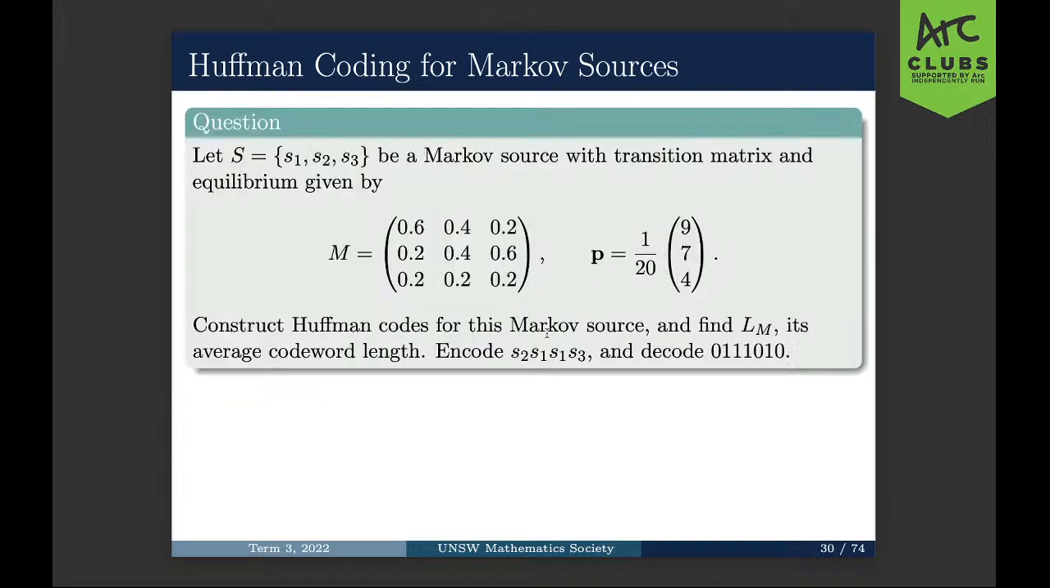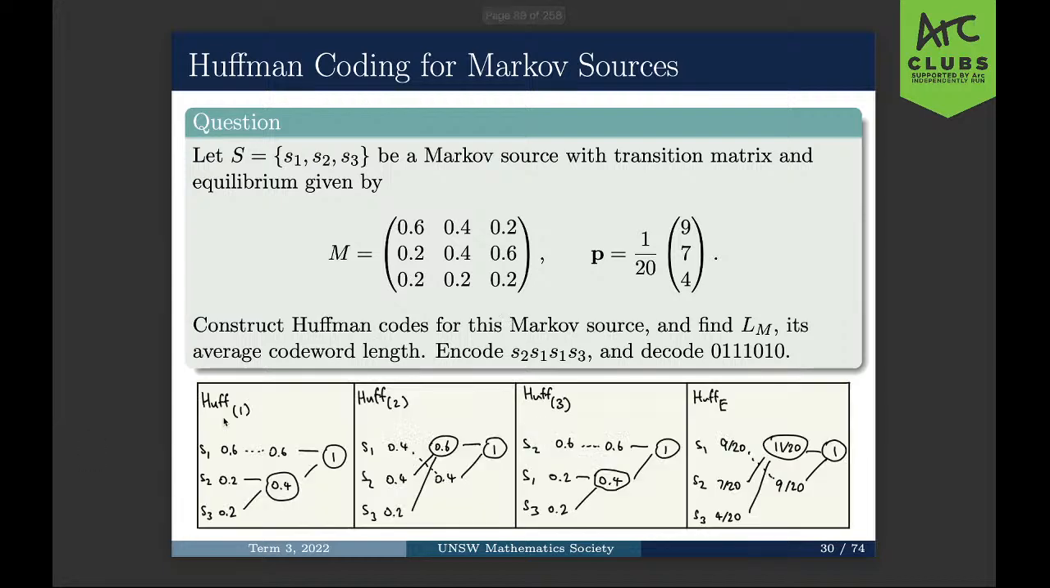So here's a question. We have a Markov source with a transition matrix and equilibrium given by M and P here. We want to construct Huffman codes for this Markov source and find its average codeword lengths. We want to encode this thing over here and decode this. As I said before, this is going to entail making a lot of Huffman codes. We have to make a Huffman code based on the probabilities in this P vector and also for each of these columns. I'm not going to actually do it.